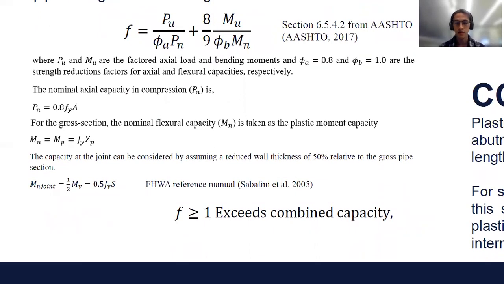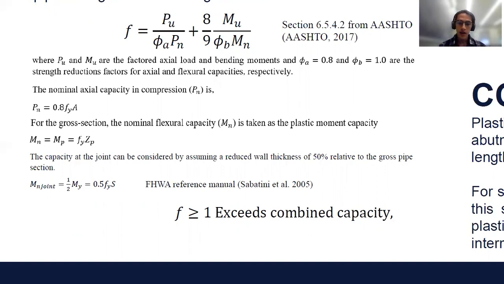While at the joint, we have to talk about a reduced capacity. There is very little work about this in the literature. One of the few you can find is the FHWA reference manual. They propose that a simplified approach would be to reduce the thickness of the pipe to 50% to consider the reduced capacity of the joint, so the flexural capacity of the joint is just 50% of the yielding moment, that is just the elastic section modulus times the yielding stress.